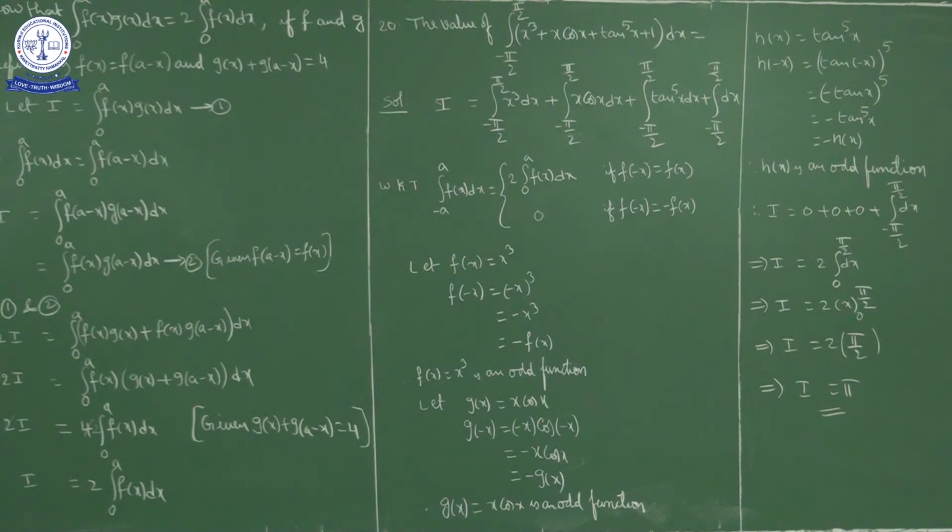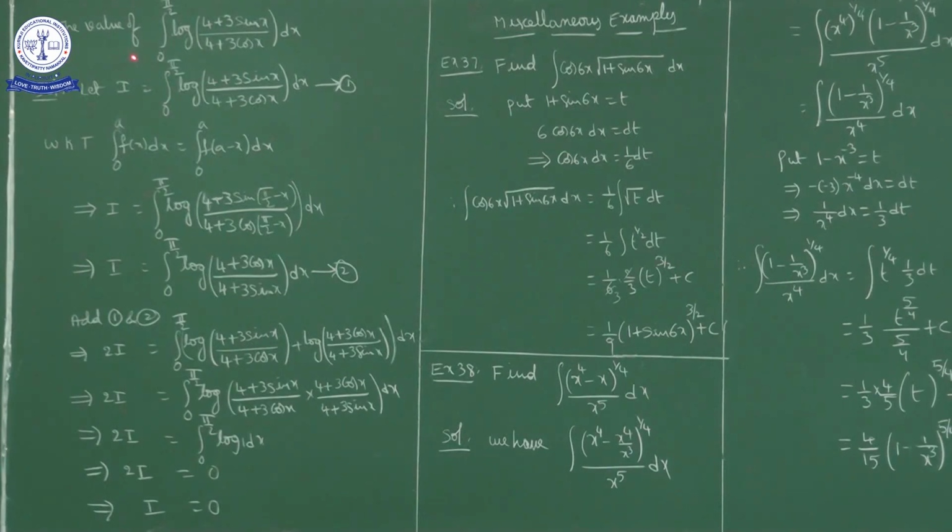Okay, next question. Find the value of integral 0 to pi by 2 log of (4 plus 3 sin x) upon (4 plus 3 cos x) dx. Okay, we have to find the integral value. Integral 0 to pi by 2 log of (4 plus 3 sin x) upon (4 plus 3 cos x) dx. Okay, I'll mark this one as 1.